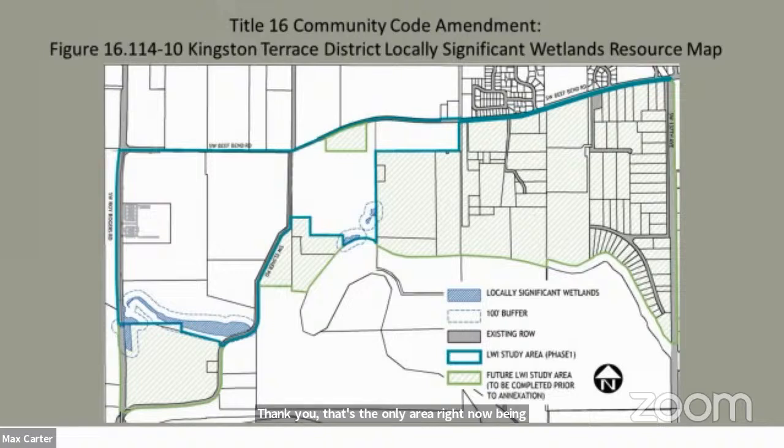The rest of the Tualatin River right now isn't being identified at this point. But it just seems odd that that section right there would not be considered.